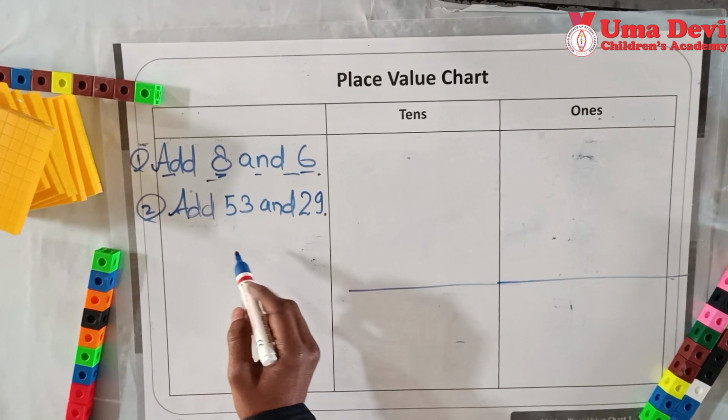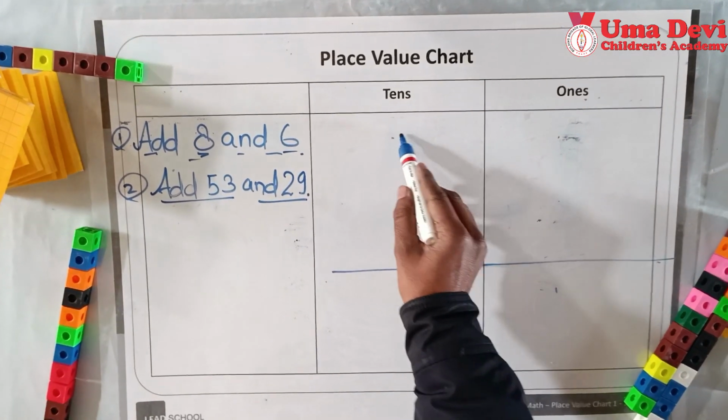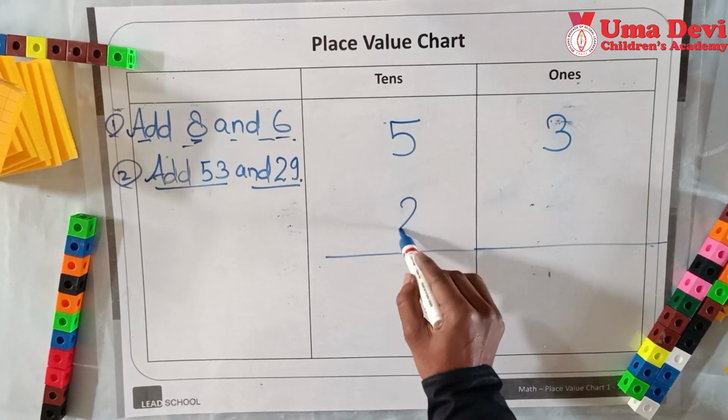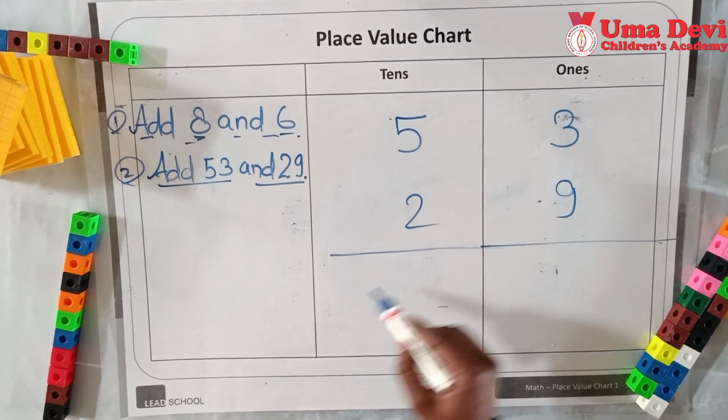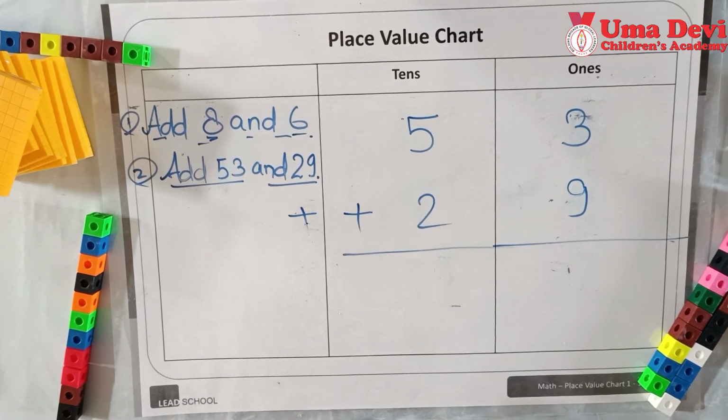And now we will add these numbers, 53 and 29. So we know where we will write 53. How do we write 53 and how do we write 29? Right? So look here, we have to add these numbers.